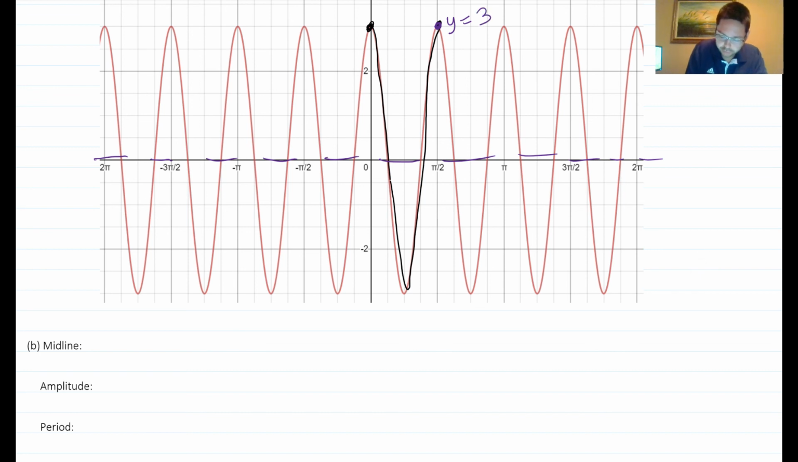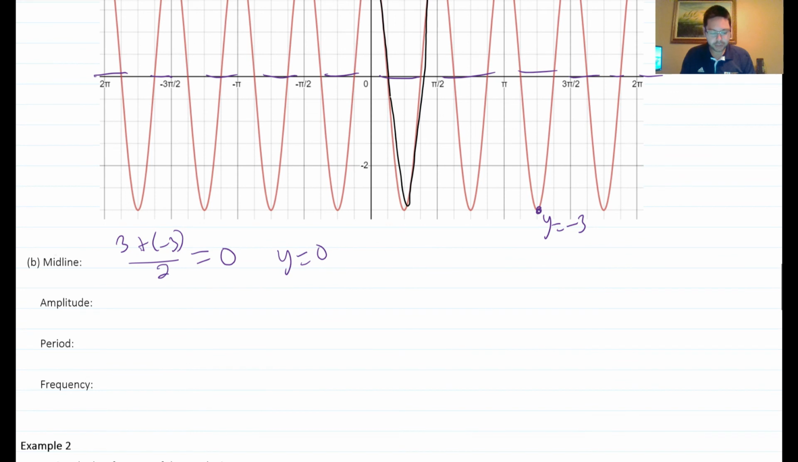So that's what it looks like from the graph, right? It looks like the maximum is 3, and the minimum is y equals -3. So that's the minimum y-coordinate. If we want to figure out the midline, we just do 3 plus -3 divided by 2, which is equal to 0. So that's how we get that from the graph. So that's our midline. My midline is y equals 0.